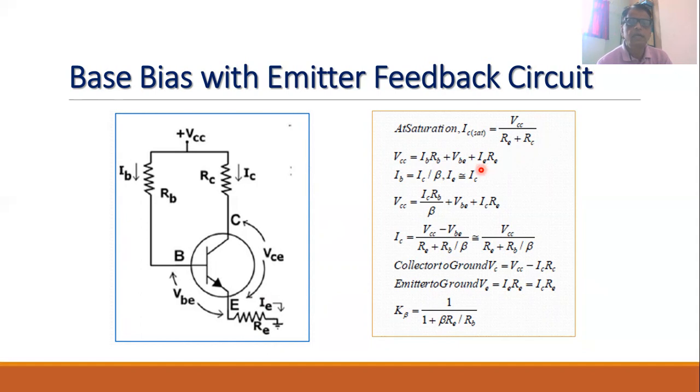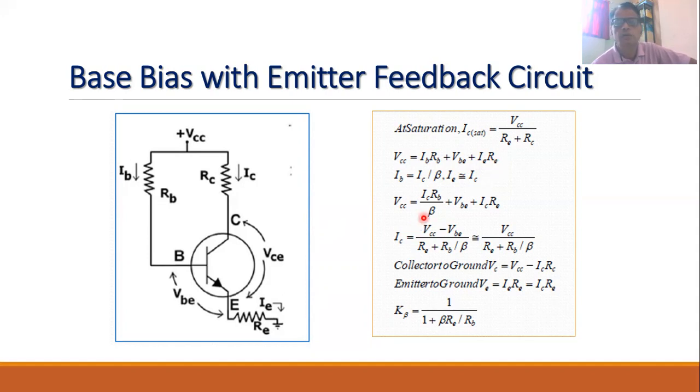Now, if you analyze this circuit, then we can easily find the expression for VCC. VCC is the voltage between this terminal and the ground terminal. Therefore, VCC is equal to IB into RB plus VB plus IE into RE. But we know that IB, the base current, is equal to IC, collector current, divided by beta, or beta IB is equal to IC. And IE and IC, that is emitter current and collector current, are almost the same. And therefore, we can rewrite the above equation.